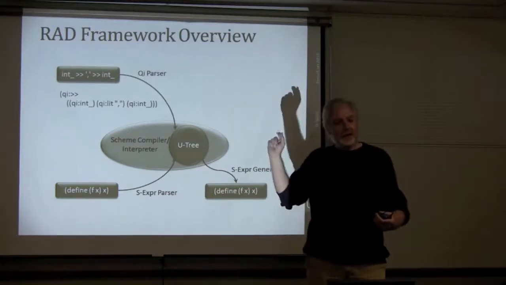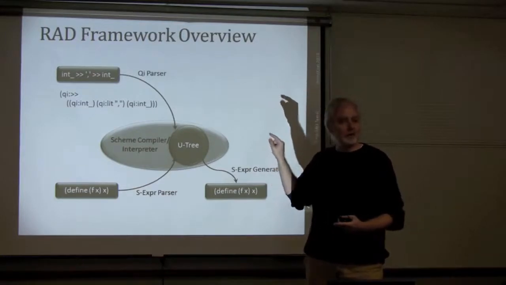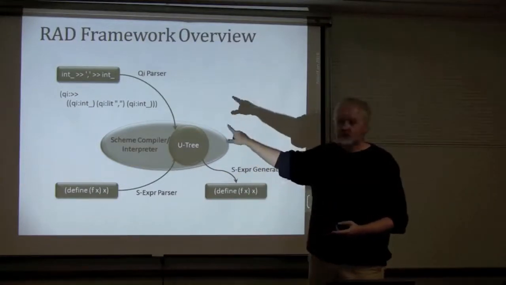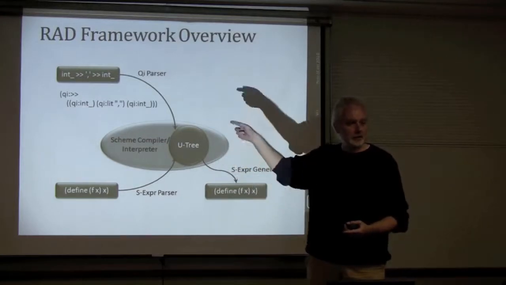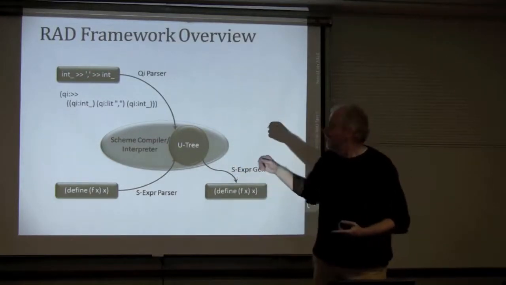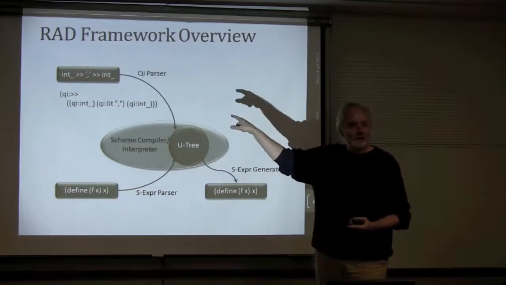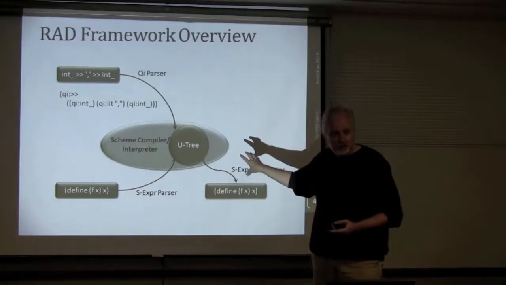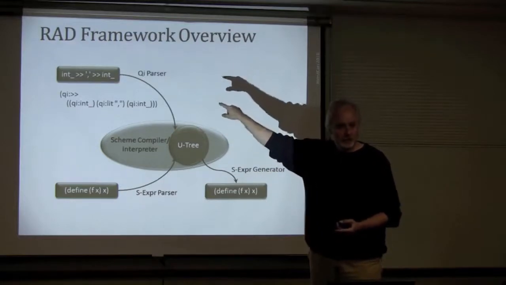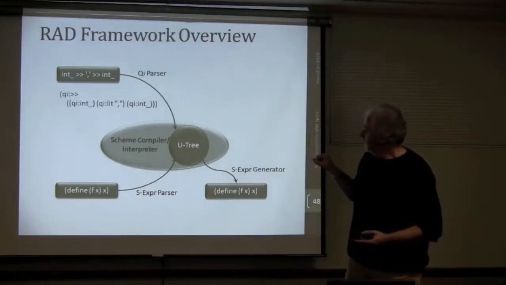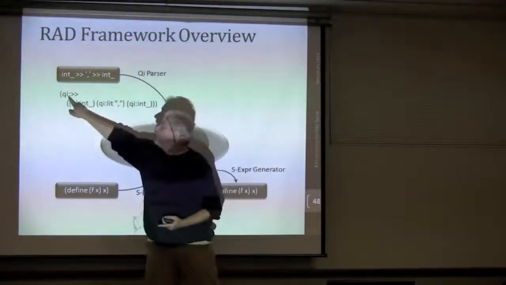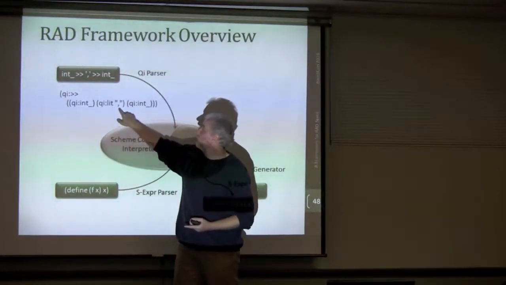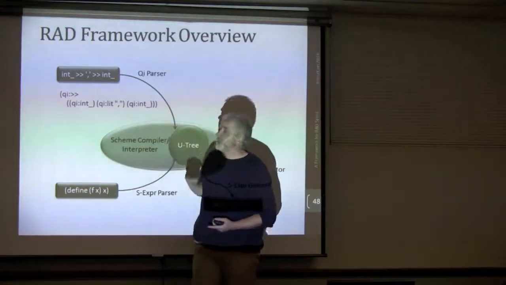What if we have a Key expression like this one, int followed by a comma followed by an int, and we convert that to an equivalent U-tree? So I just show you the Scheme S-expression which corresponds to that Key parser, and that's what we will generate out of it, and we will create the corresponding U-tree representation of that S-expression. You see that? In this case, it's just a key sequence with three arguments. The first is a key int, the second is a key lit with one argument, which is comma, and a key int.